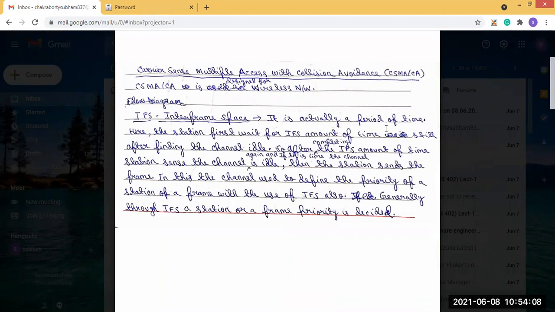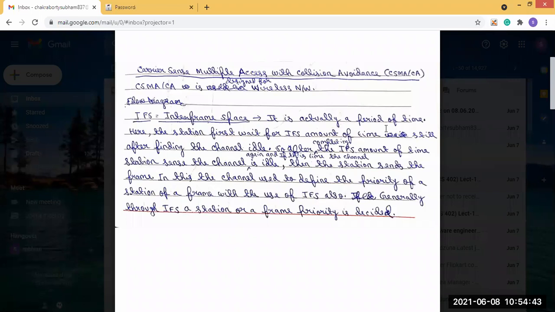In the previous class, we have seen carrier sense multiple access with collision detection, that is CSMA/CD. Today we will see carrier sense multiple access with collision avoidance, that is CSMA/CA. Before this, we will know where CSMA/CA is used. CSMA/CA is basically designed for wireless networks.